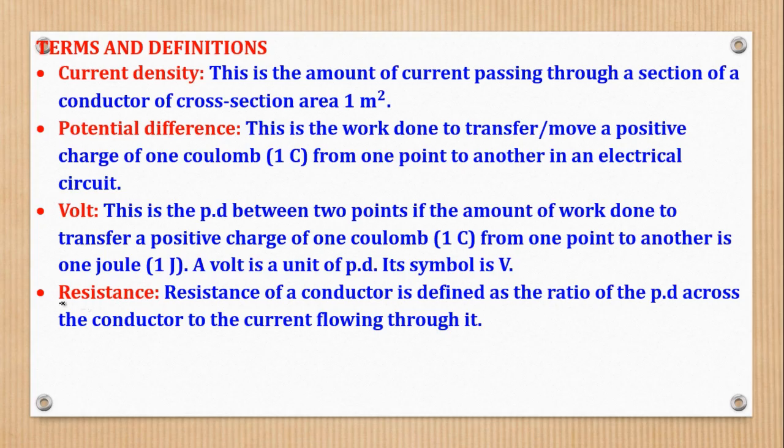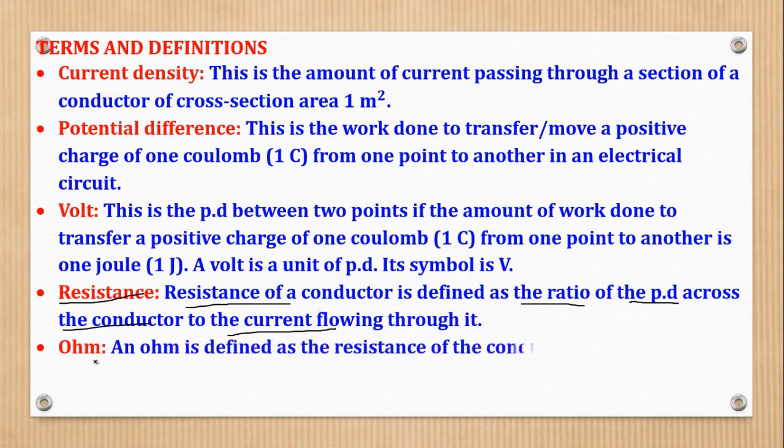Then we shall also look at resistance. Resistance of a conductor is the ratio of the potential difference across the conductor to the current flowing through it. You can give it as a ratio, or in terms of opposition to the flow of current in a circuit.